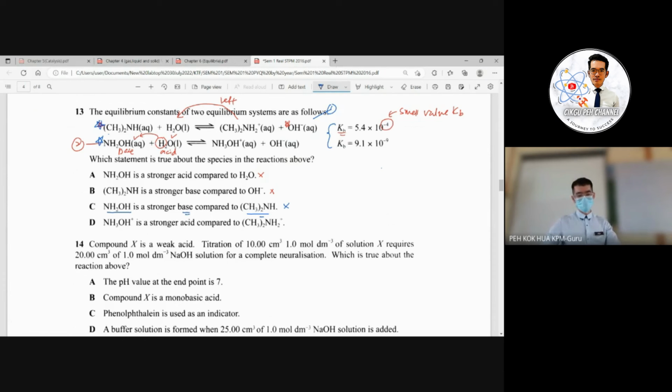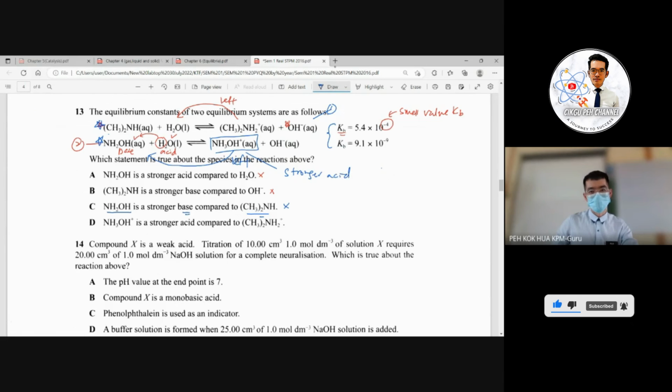Or we compare the Kb value. And then for the last one, you actually have many ways to think about the statement here. The acid can be the reverse observation of Kb. Since you can compare the Kb value here, the first one is bigger compared to the second one. So that means the reaction for the second one will shift to the left more easily. So this will be the stronger acid compared to the first one. Okay, so the answer will be D.